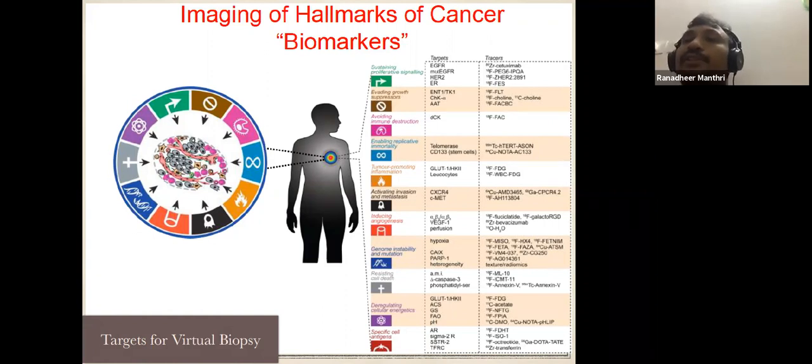Inducing angiogenesis is an existing hallmark. Genomic instability and mutation are the emerging hallmark. And resisting cell death is an already available hallmark. And deregulating cellular energetics is an emerging hallmark. Specific cell antigens, this is also there since the beginning. So the hallmarks of cancer can be classified as present from the beginning, if you are classically taught, and the emerging. So I'll say how we image each hallmark of cancer. Next slide, please.